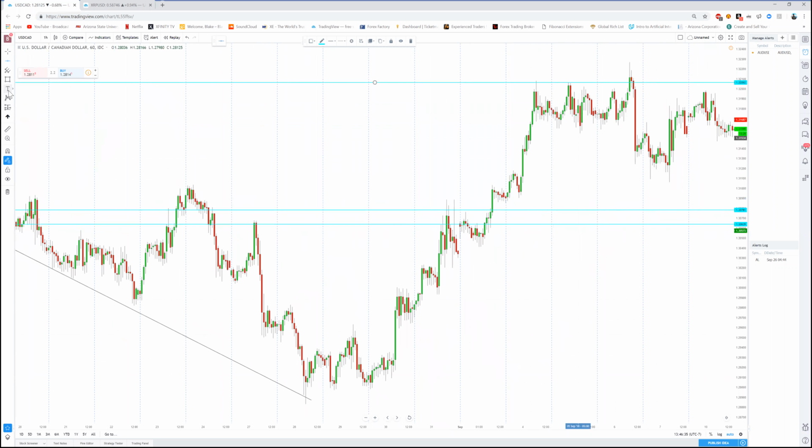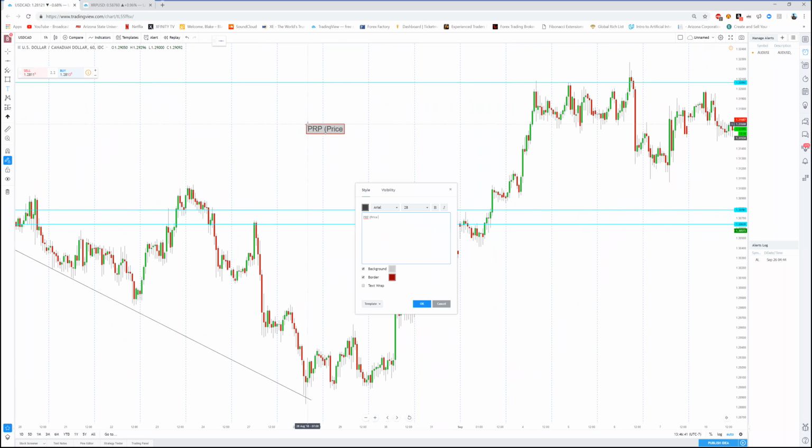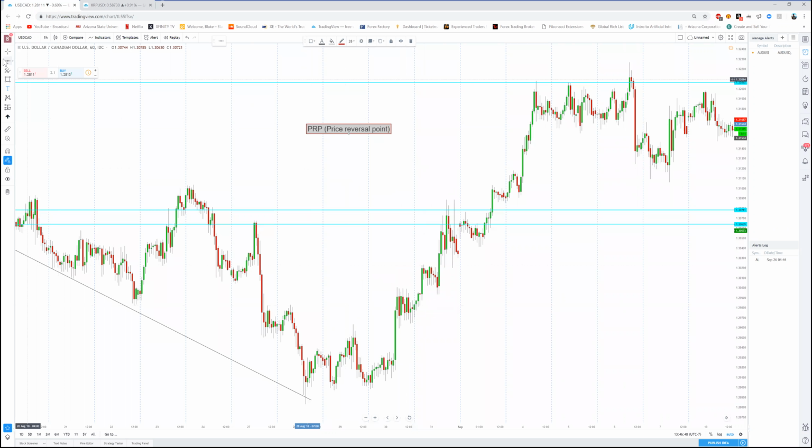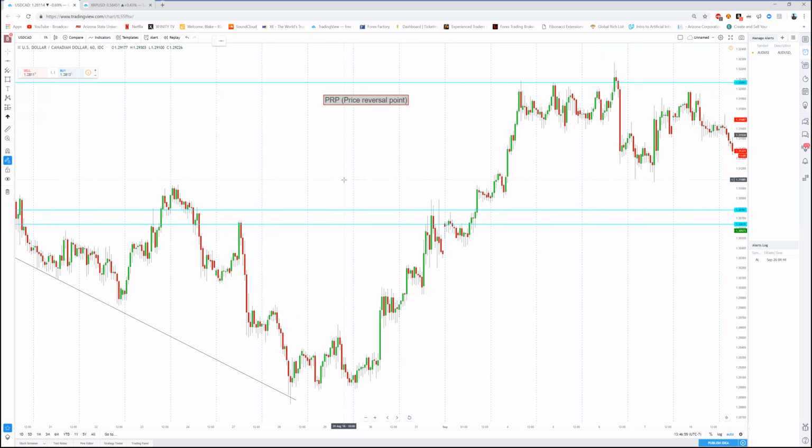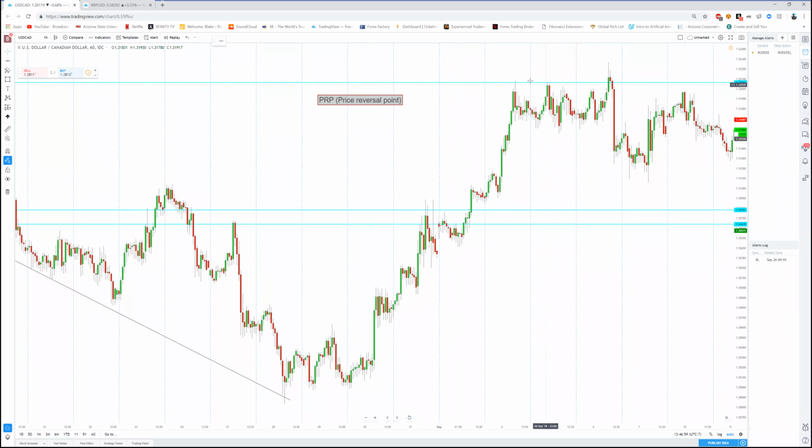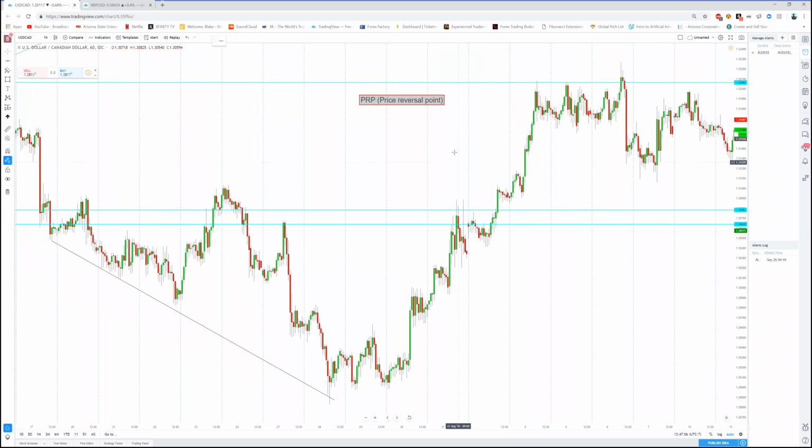So I'm going to go ahead and write, this is a PRP. And I'll go ahead and put this in the chat as well. All right, so we know that this is a PRP basically just because it had the double top here. It is also a zone, which we can mark up in just a sec.